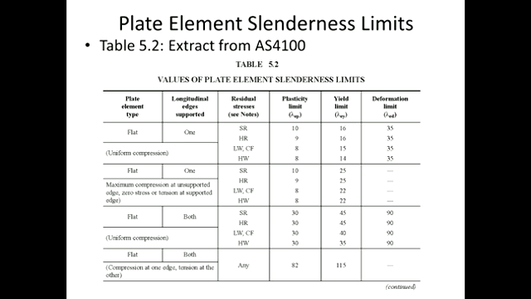So then we can go to this table, which I think is quite familiar for all of us. So if you look at this table, for example, and we looked at the first set of rows, we have flat plate element types which are subjected to uniform compression and also supported at one longitudinal edge.